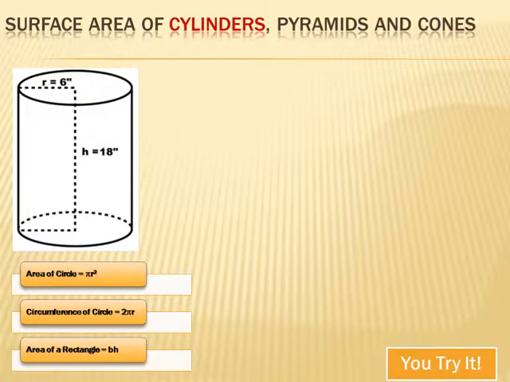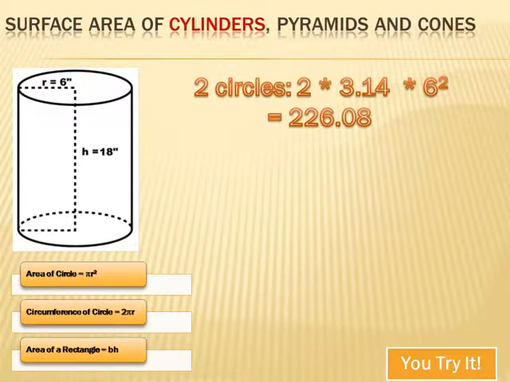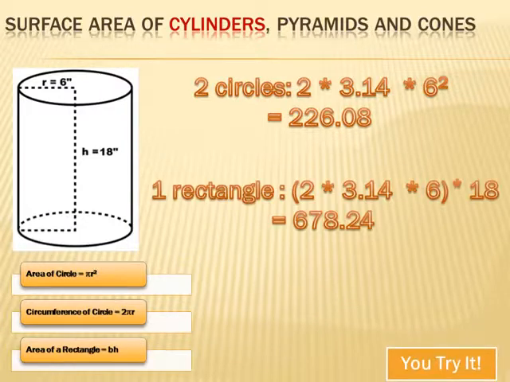Well, let's tackle the circle first. The area of a circle, I know the formula for that, it's pi r squared, and I know the radius, and I know that there's two of those. There's one at the top and one at the bottom. So I could figure out the total area of those two bases by multiplying 2, since there are two bases, times pi r squared. And when I do that, I get 226.08.